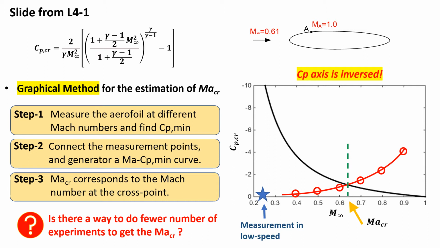And then we asked one question: is there a way to do fewer measurements to get the critical Mach number? The answer was yes, and the answer was to do a single measurement in a low speed flow, as highlighted through the star. And since we already have the pressure coefficient correction using the compressibility correction methods, there are three we introduced. So we can apply those three methods here and get similar points as the red ones.